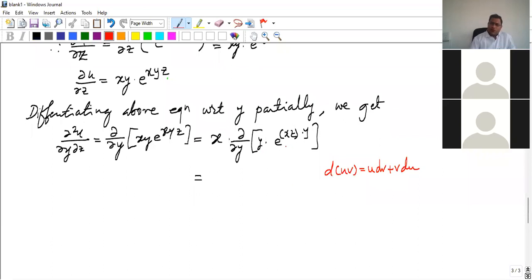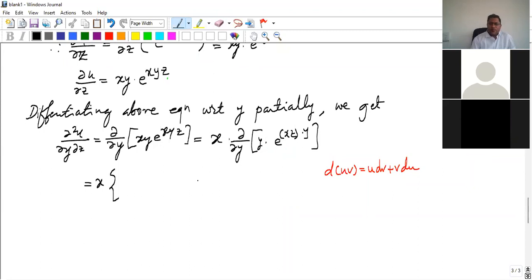Now this is going to be u and this is going to be v. So let us try to find the derivative. This x remains as it is, so x is going to be a constant. Now think of this y. The derivative of y is going to be 1, and this e raised to xyz remains as it is. Plus this y remains as it is, and the derivative of this term is x into z, e raised to xyz.